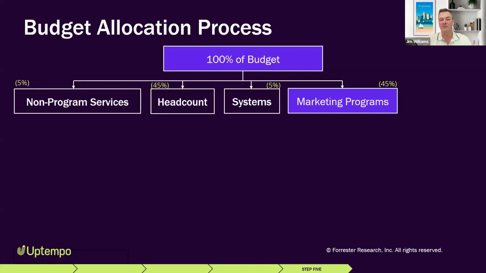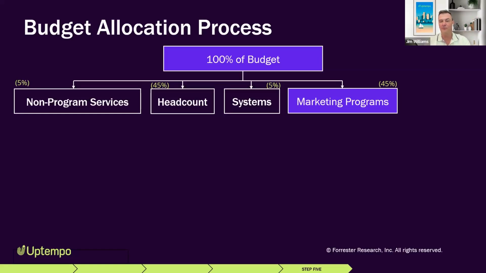Your 100% of dollars then gets allocated into roughly your marketing programs and your headcount. That dominates. And this chart says, 45-45 is a balance between personnel and working dollars, if you will, in marketing program spend. There are other things that need to be accounted for, non-program services, capital expenditures, all that type of stuff. And systems can go here. If you think about your MarTech spend, the systems are going to be used universally across the marketing team. That of course accounts for some portion of your entire budget.